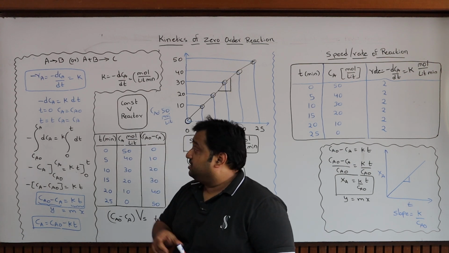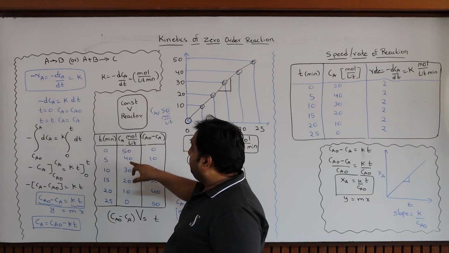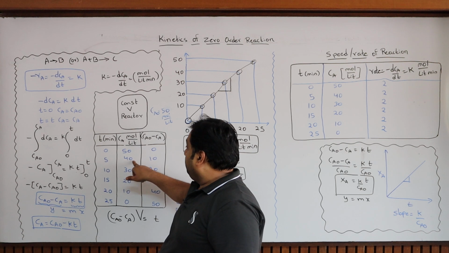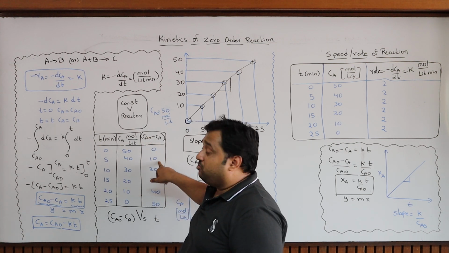Similarly, after 5 minutes, I take out some sample from the reactor. After I take it out, what is the concentration of A here? 40. As you know, the concentration of A will drop to 40. Then what is CA0 minus CA? CA0 is 50 minus 40, which is equal to 10.